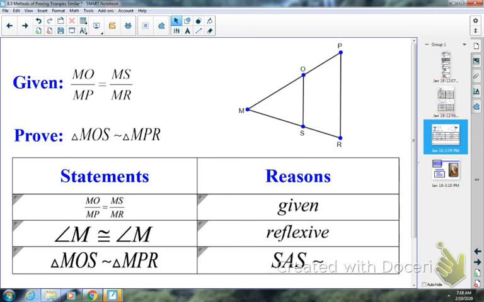So again, we got my angle congruent, M is in both triangles, and again from the given, MO goes with MP, and that is the same ratio as MS to MR. So there's my side-angle-side similarity.